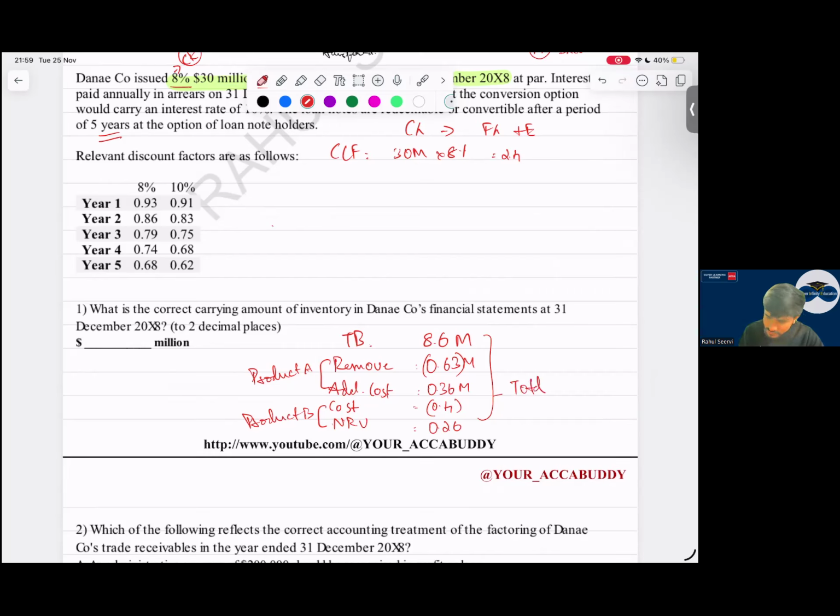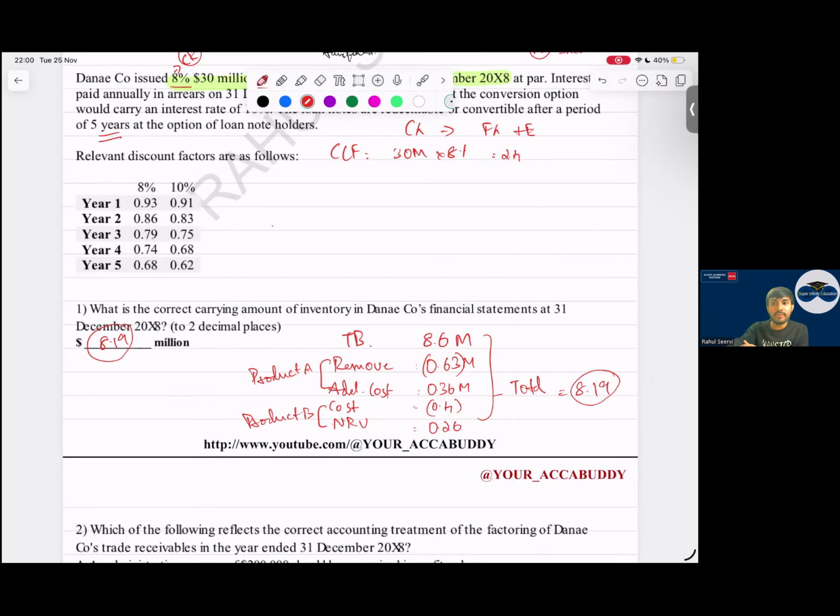Let us do the total and see: 8.6 minus 0.63 plus 0.36 minus 0.4 plus 0.26. If I do the total, the value I'm getting is 8.19, to two decimals. A very simple and easy question.